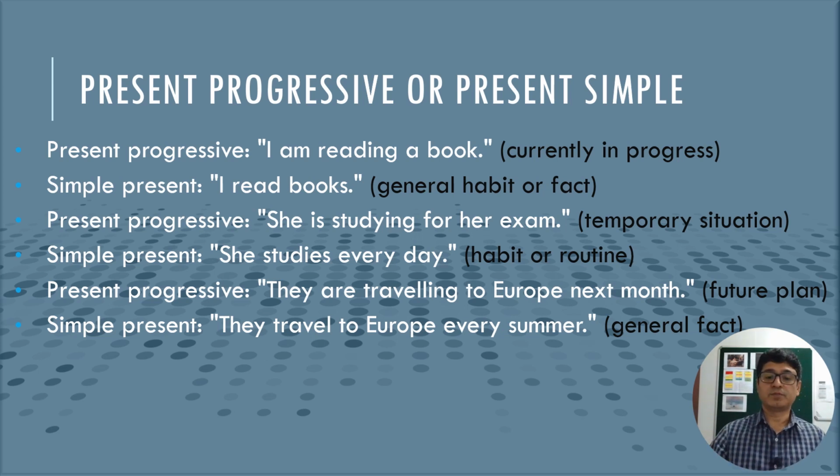Or future plans: they are traveling to Europe next month. So now the plans have been made, arrangements have been made, you'll express that in present progressive tense. And lastly, they travel to Europe every summer, not necessarily right now, they haven't made any plans, but this is a general fact or this is their routine practice.